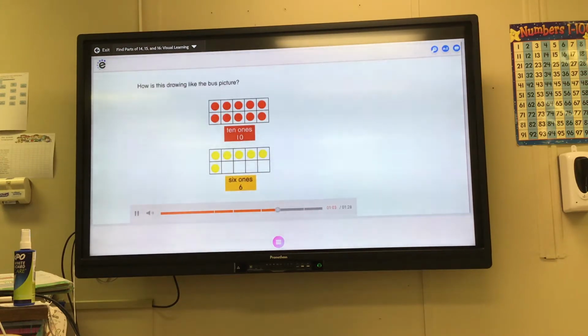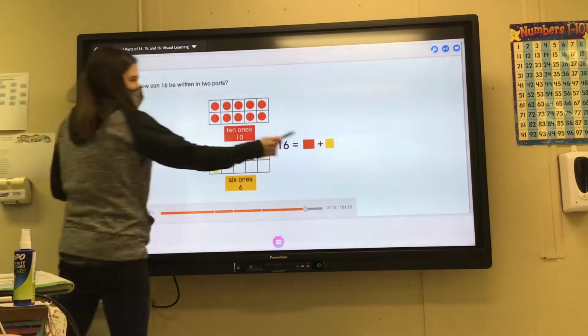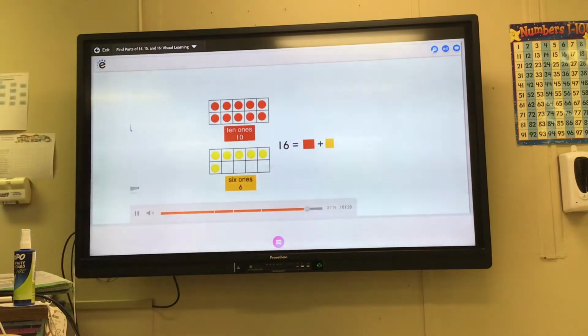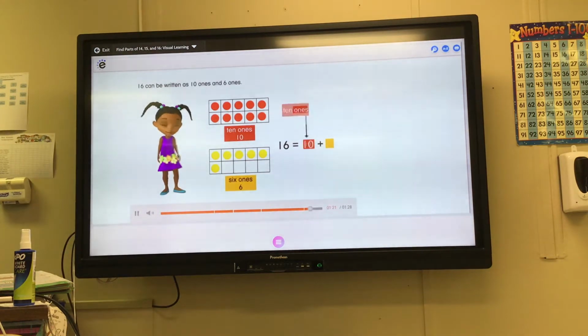How is this drawing like the bus picture? The drawing shows 10 in the top 10 frame and 6 in the bottom 10 frame. How can 16 be written in 2 parts? 16 equals 10 plus 6. 16 can be written as 10 ones and 6 ones. Now you know how to find parts of 16.